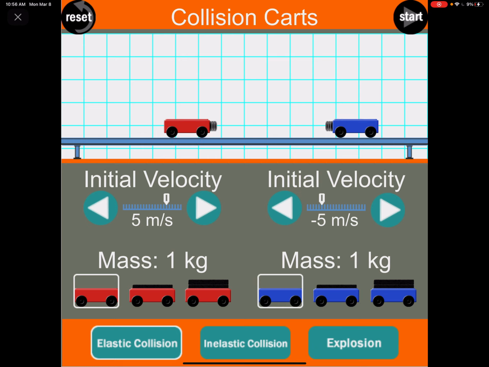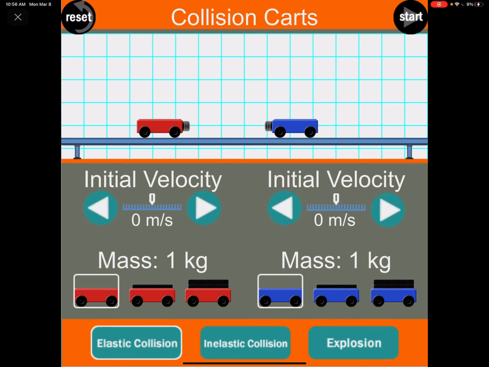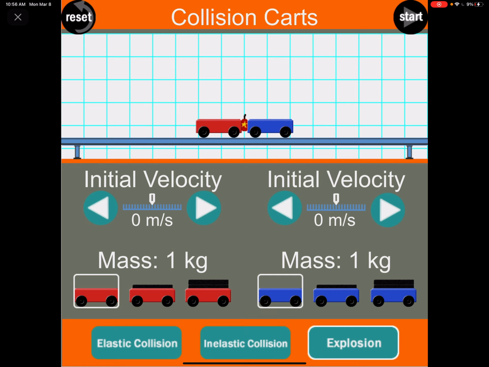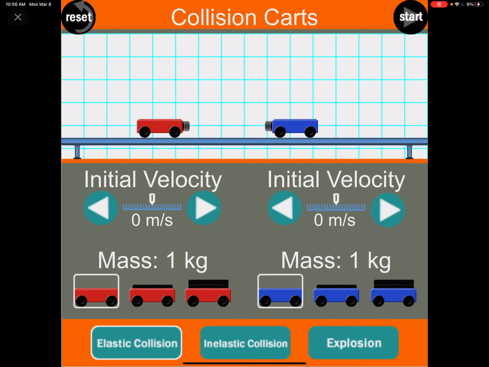And then I can even move them towards each other. I want to make sure that they're going to bounce off of each other. So on the bottom, I can choose between these different types of collisions. So I'm selecting these green boxes on the very bottom. And I want the elastic collision, which is where they have the springs in the front. Okay? And then finally, I'm going to set their initial velocity.